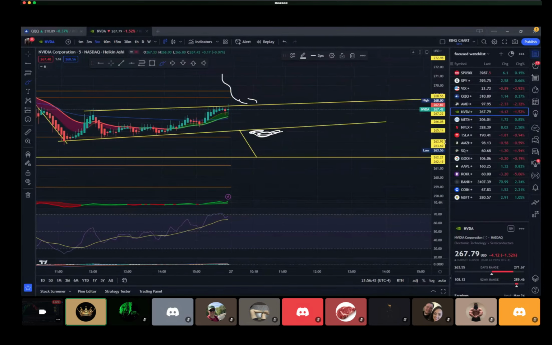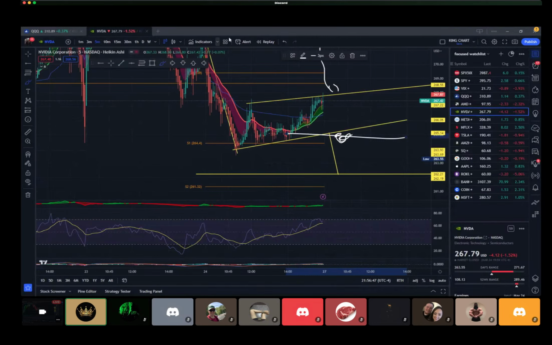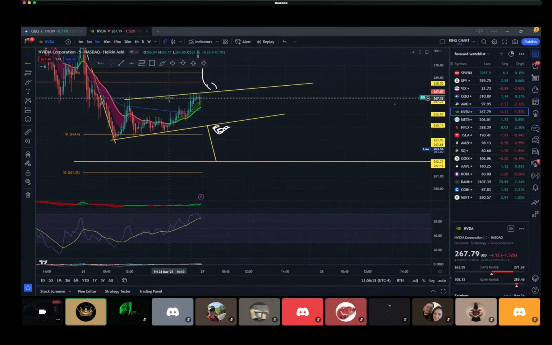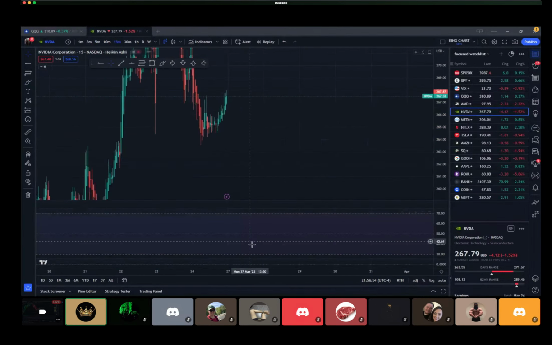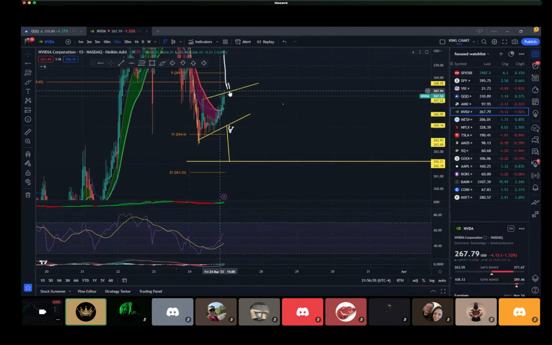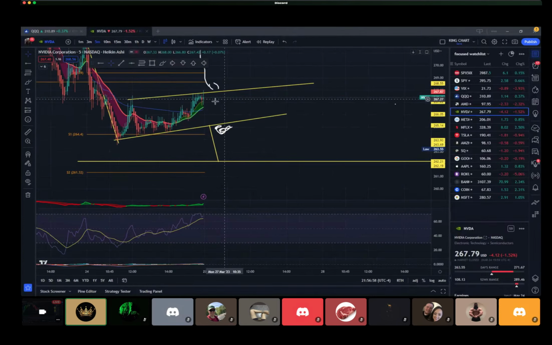How do we do it? We always find our moves on the 15 and the 30, and we go to the 5. So the 5. Now what we looked at on the 15 kind of makes sense on the 5. Why? Because we have that doji candle here. So indecision going on.